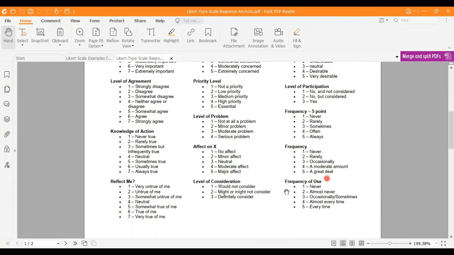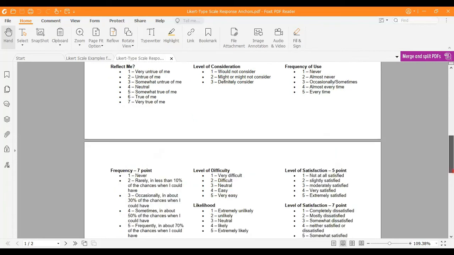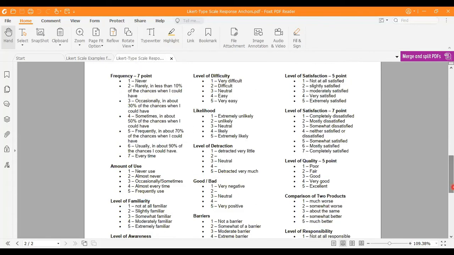Frequency of use. So now see, so many types of anchors are available here through which you can measure the behavior of the people, frequency, or any other thing. Amount of use, good, bad, quality, barriers, level of responsibility. So many things are there.